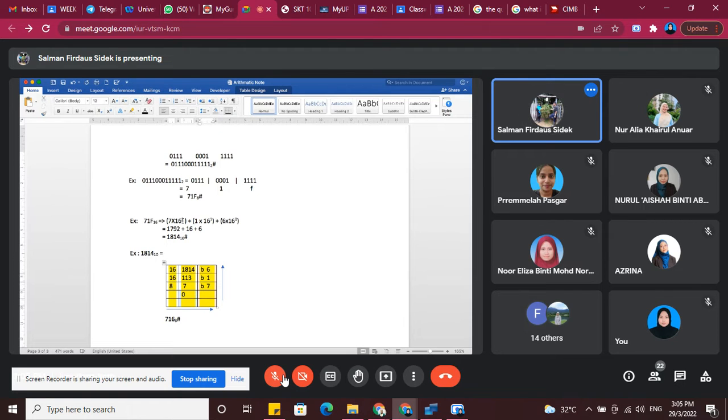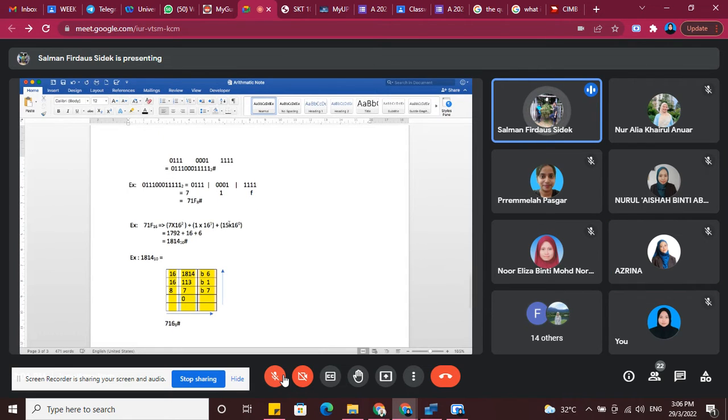16 kuasa 2 kali 7, 1792. Betul. 1 kali 16. Yang last kali kot saya. F tu macam mana boleh jadi 6? 16 kuasa... Astaghfirullahalazim. Sorry. F lah. F kali 16 kuasa 1. F ni nilai dia berapa? 15. Nilai, bukan kedudukan. Harap faham beza nilai dan kedudukan.